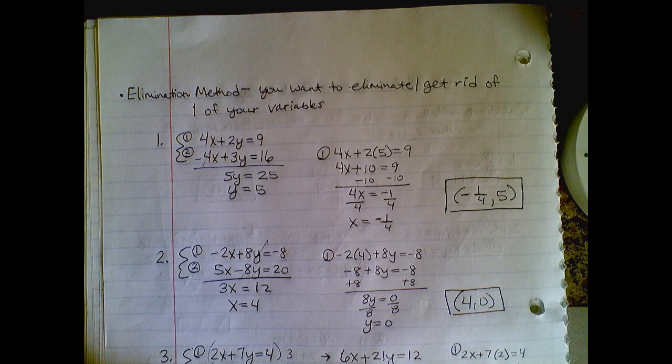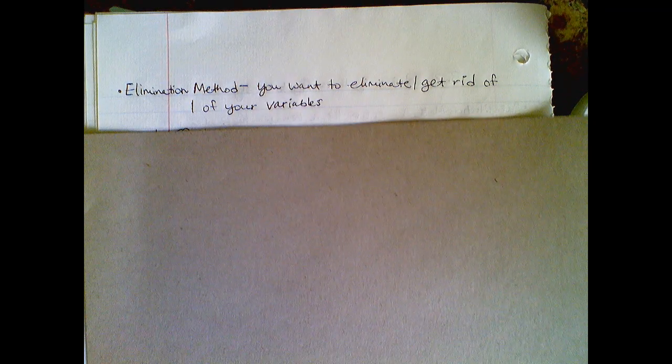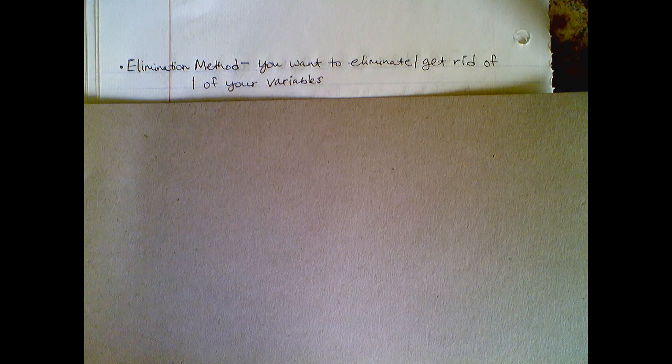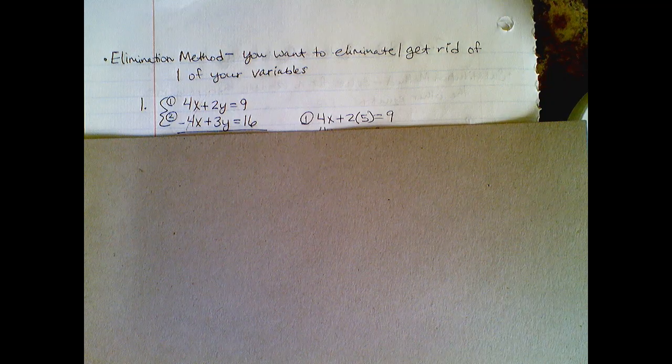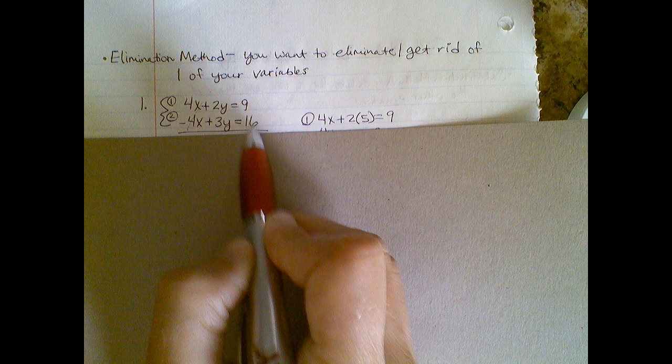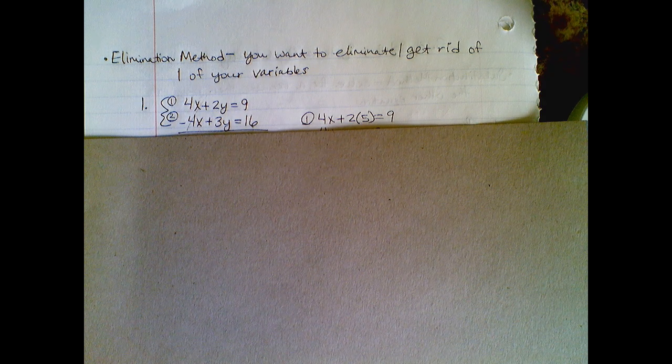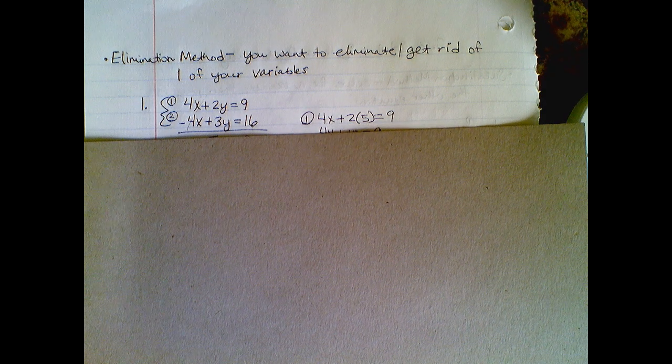Now the next method we're going to take a look at, instead of substitution, is going to be elimination. Elimination works really nice if your equations are in standard form. For elimination, you want to eliminate or get rid of one of your variables. To start off with, you want to make sure your like terms are lined up. So my x's are lined up, my y's, and then my numbers. They all need to be lined up. And then from there, you want to try to eliminate one of your variables.